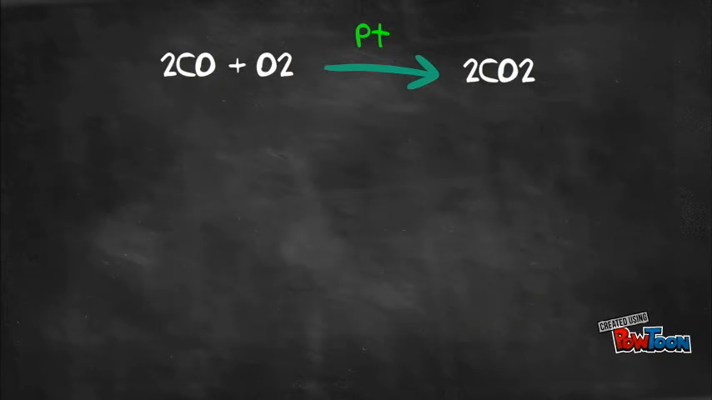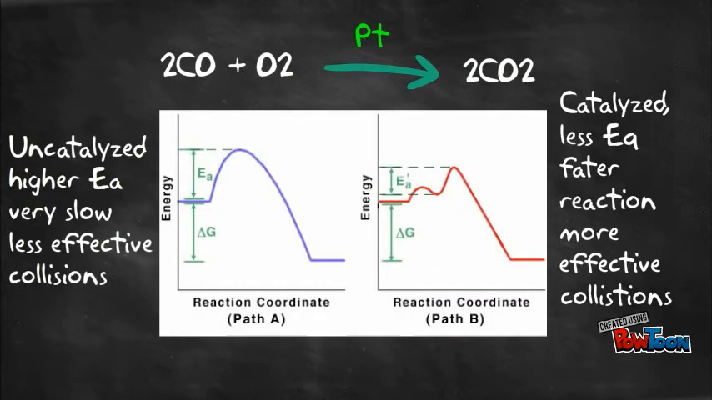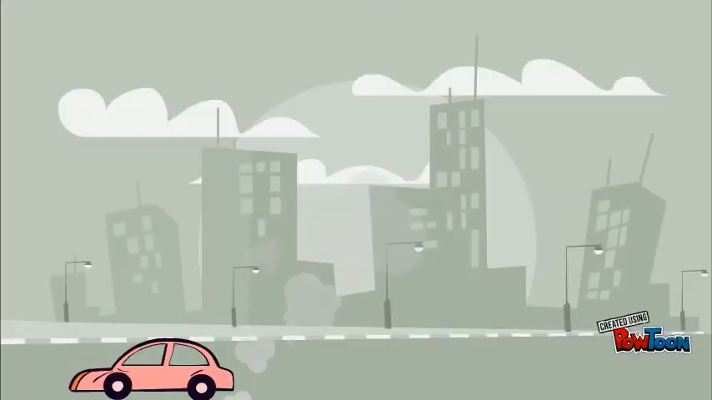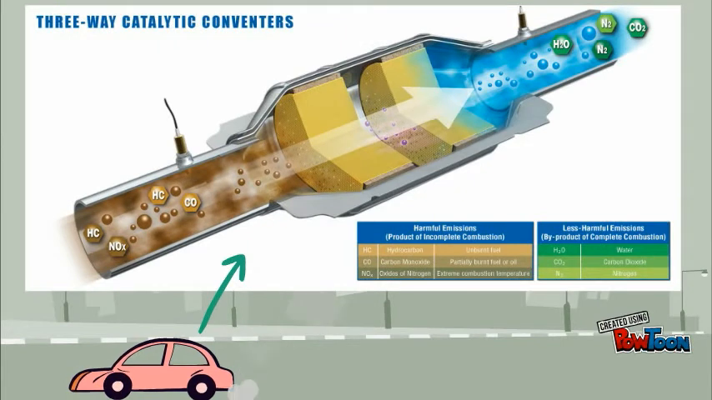That is why a catalyst like platinum is used to provide an alternative path, lowering the activation energy needed, increasing the amount of effective collisions, and therefore increasing the rate of reaction. So basically what a catalytic converter does is take the incomplete combustion products of the car, which are very harmful, and turn them into less harmful emissions.